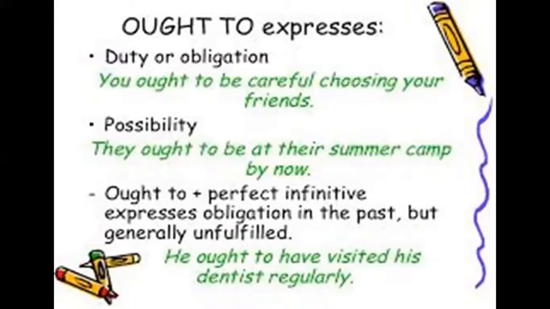Ought can sometimes be used with the perfect infinitive. Perfect means when you use has or have plus the third form, that is called perfect infinitive, or sometimes you use it in the past tense. He ought to have visited his dentist regularly. It means you are advising that he should have visited his dentist regularly in the past. This sentence is not of the present but of the past.